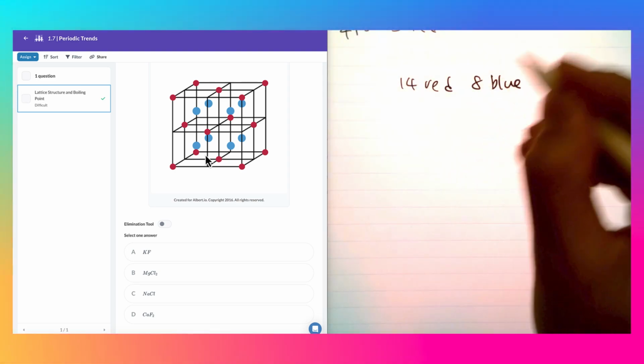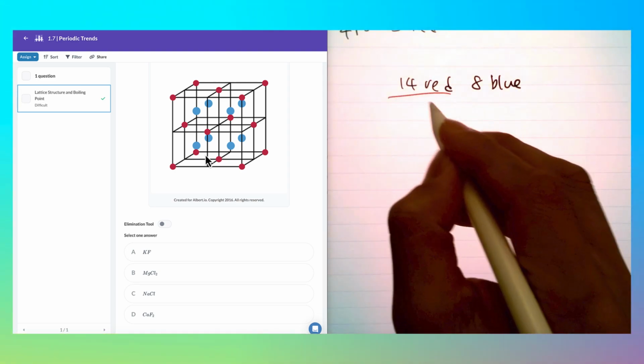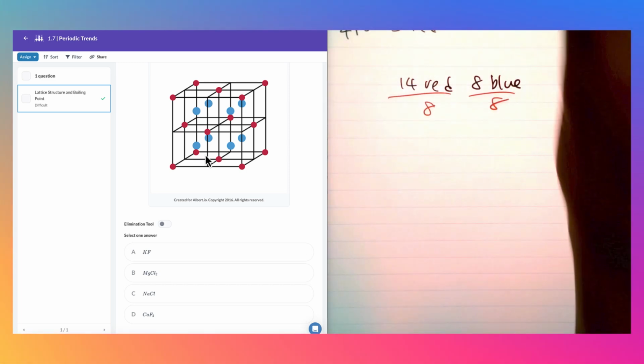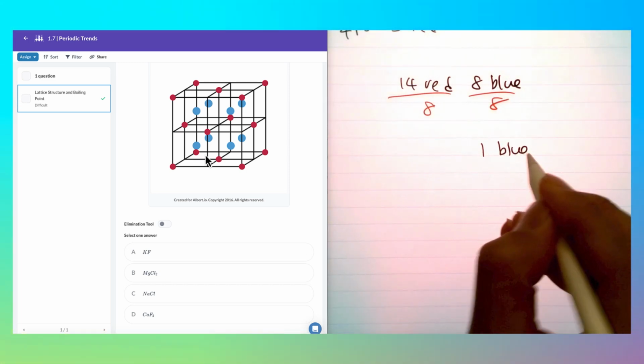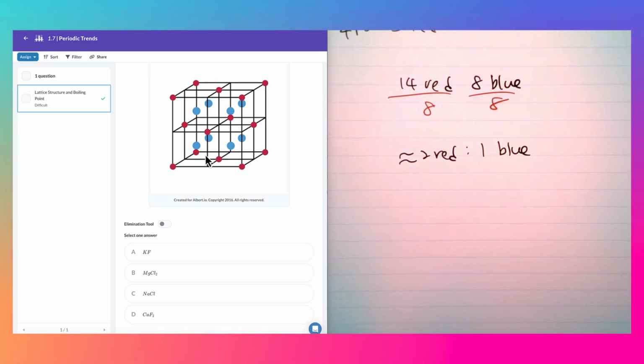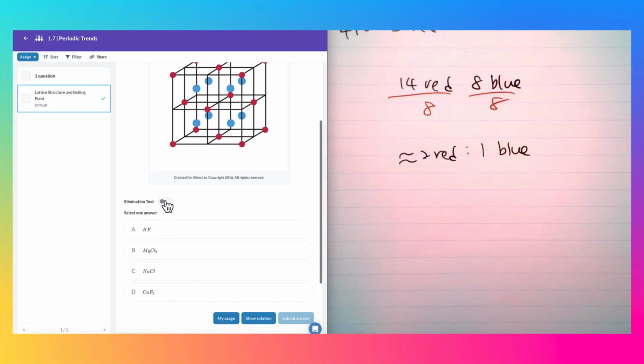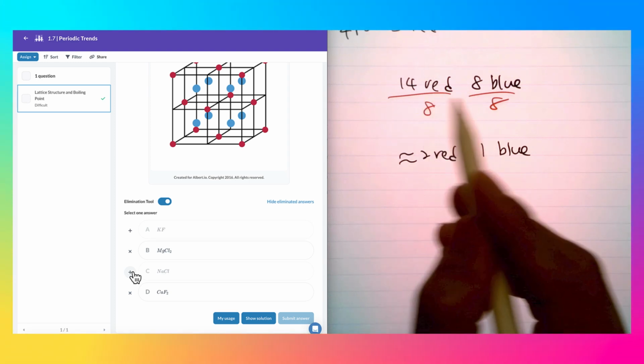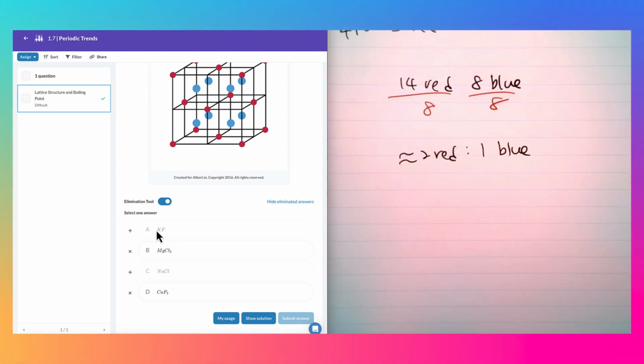Okay, so given this ratio, if you divide both numbers by 8, it's as if you have 1 blue per roughly 2 red. It's not exact, but it's close. So when you get a 2 to 1 ratio, we can eliminate choice A and choice C because they have a 1 to 1 ratio. If you had something like 9 to 8 or 7 to 8, then A and C would have been more practical. Now between B and D, we need to consider the size of the atom.